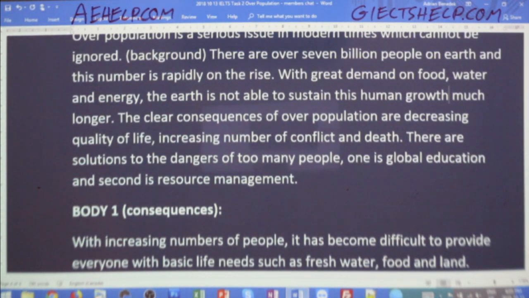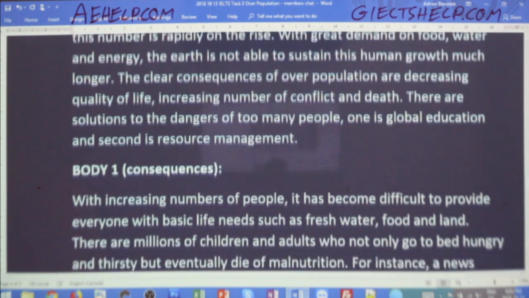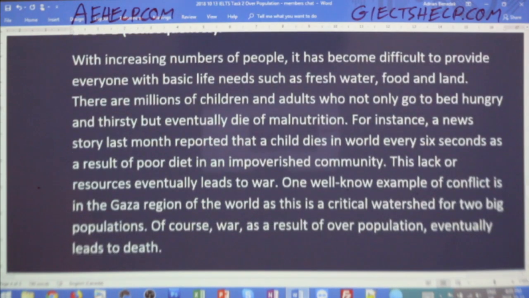One is global education, and second is resource management. With increasing numbers of people, it has become difficult to provide everyone with basic life needs such as fresh water, food, and land. There are millions of children and adults who not only go to bed hungry and thirsty, but eventually die of malnutrition. For instance, a news story last month reported that a child dies in the world every 6 seconds as a result of poor diet in an impoverished community.